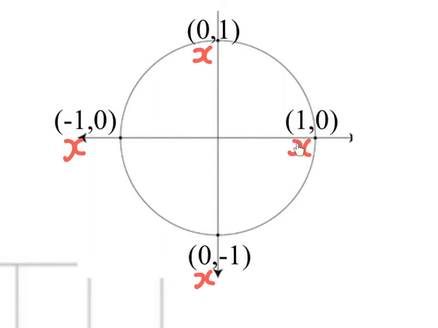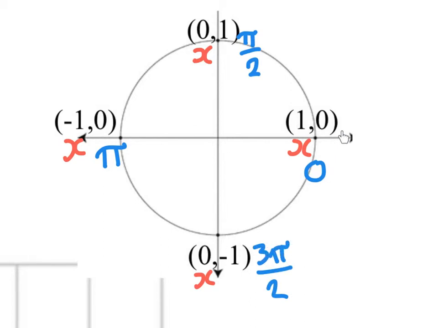So our x values are 1, 0, -1, and 0. So we start in the east and we move anti-clockwise. So we're going to have 0 for the point 1, 0. We move anti-clockwise to what would be 90 degrees, but we're going to write it in radians, so it's going to be pi over 2. Then we continue anti-clockwise to what would be 180 degrees, which is equal to pi. Then we continue anti-clockwise to what will be 270 degrees. We're going to have 3 pi over 2. And then we continue anti-clockwise to what would be 360 degrees, and we're going to have 2 pi.